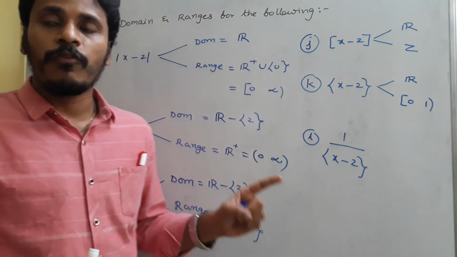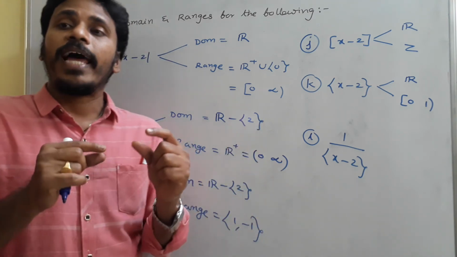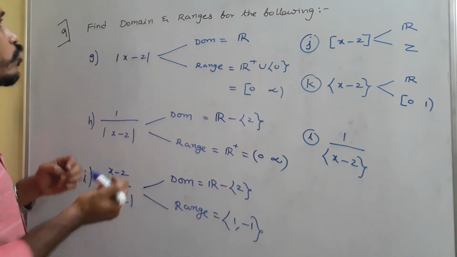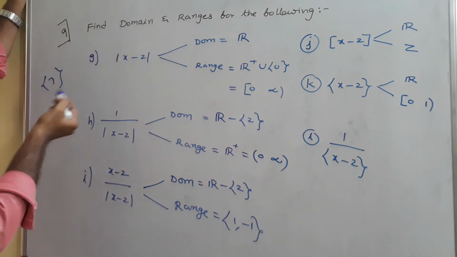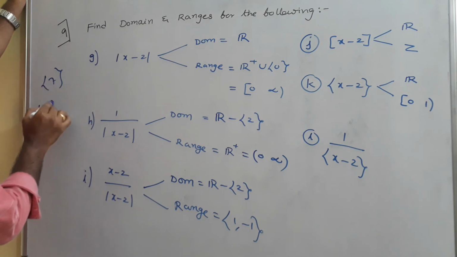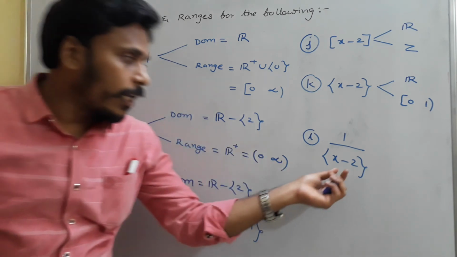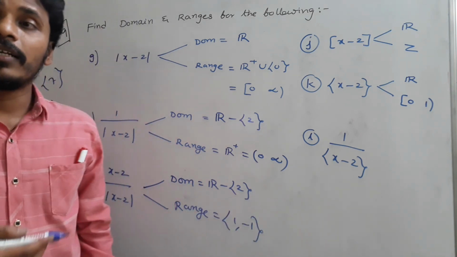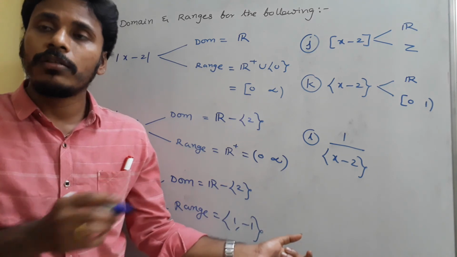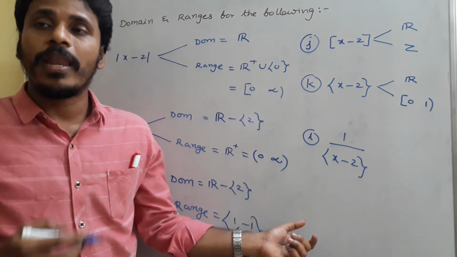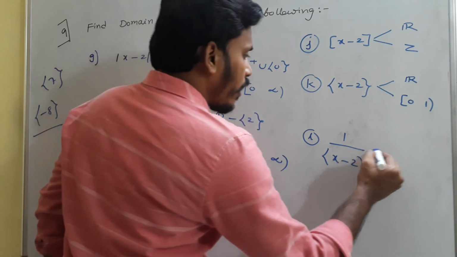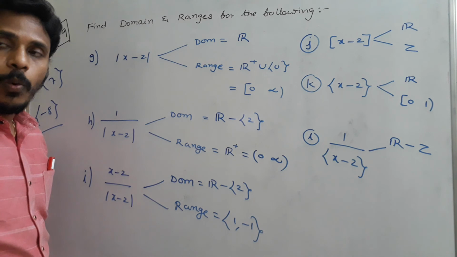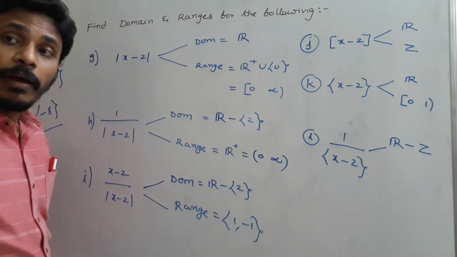Already I mentioned to you about the fractional part in the previous class. The fractional part of integers is 0. What do you say about the fractional part of 7? The fractional part of 7 is 0. The fractional part of minus 8 is 0. If x minus 2 is an integer, then the result is 0. So we need to eliminate all possible values of x whenever the denominator is 0, and that's why the domain for this function is all real numbers minus integers. Once again I am repeating, all real numbers minus integers.